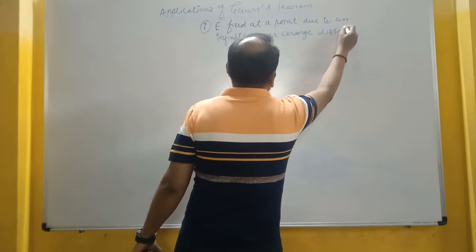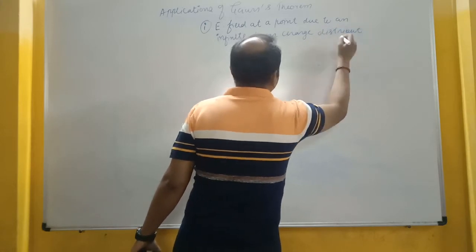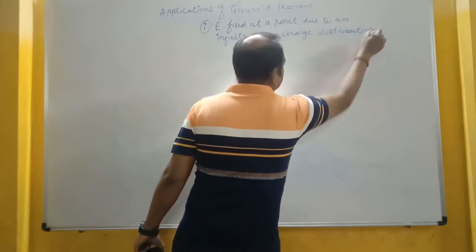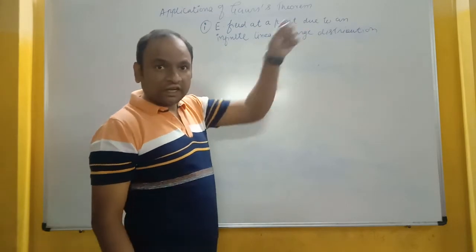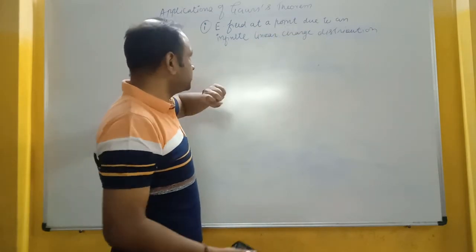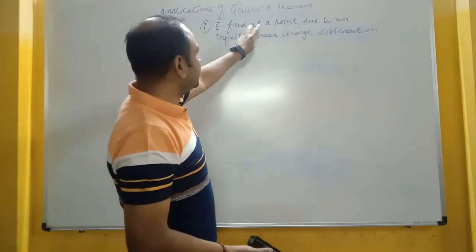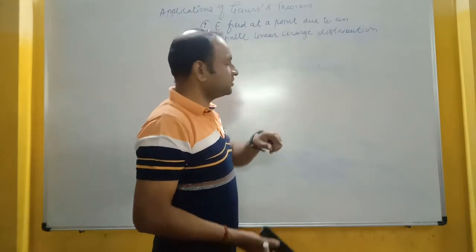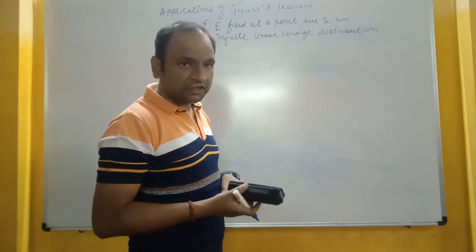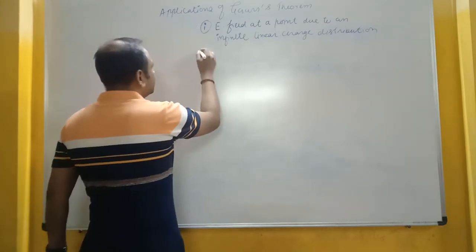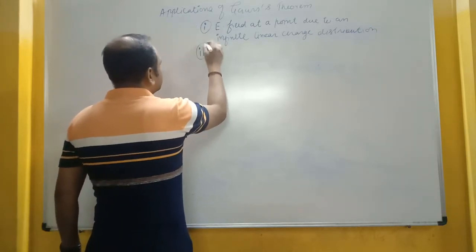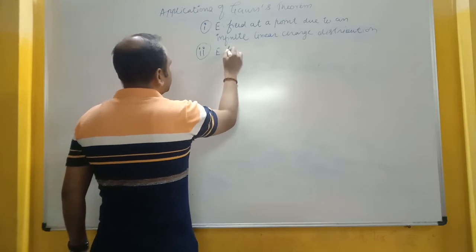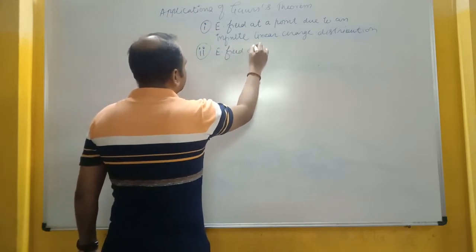That is when the charge is spread over the length of the conductor. That is called a linear charge distribution. So you have to find the electric field at a point at a certain distance due to this infinitely large linear charge distribution.